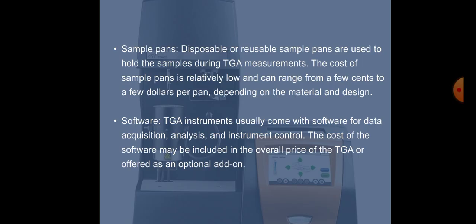Sample pan. Disposable or reusable sample pans are used to hold the samples during TGA measurements. The cost of sample pans is relatively low and can range from a few cents to a few dollars per pan depending on the material and design. Software. TGA instruments usually come with software for data acquisition, analysis, and instrument control. The cost of the software may be included in the overall price of the TGA or offered as an optional add-on.